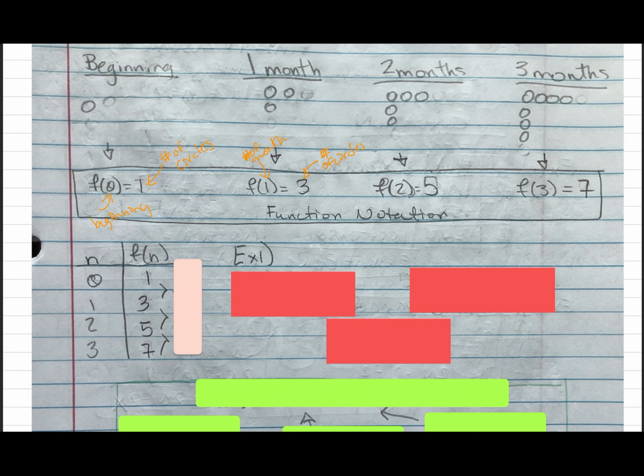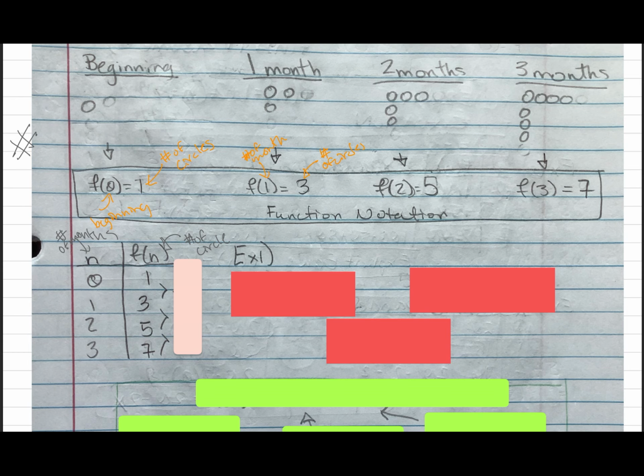So this n that we have is going to mean the number of months. And then this f of n is going to mean the number of circles. Because this is algebra, we're not going to write number of months and number of circles anymore. And if you didn't know this, the hashtag sign means number in math.